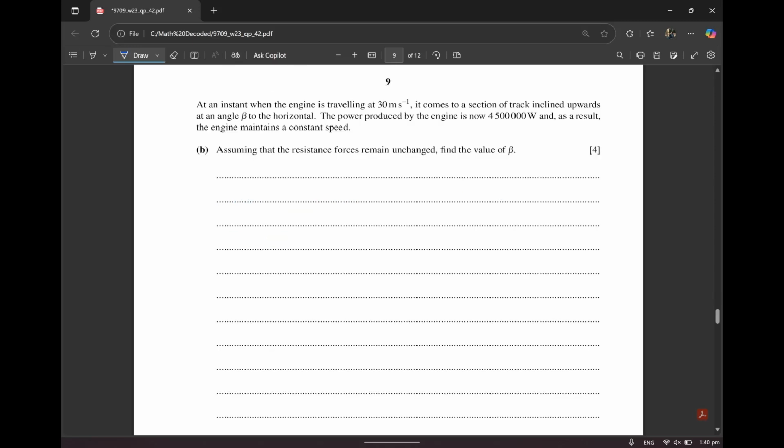Alright, moving on to part B. It says at an instant when the engine is traveling at 30 meters per second, it comes to a section of track inclined upwards at an angle beta. The power produced by the engine is now this, and as a result, the engine maintains a constant speed. Constant speed means that there is zero acceleration. So again, I'll draw a diagram.